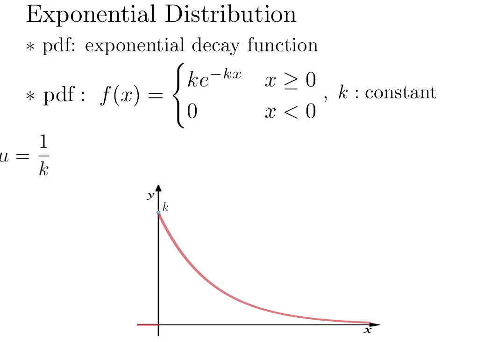One interesting thing about the exponential distribution is the mean. Mu is always equal to 1 over k. You can identify the mean graphically by drawing the tangent line at this point k, and this tangent line intersects the x-axis at a point, and this point is the mean value.